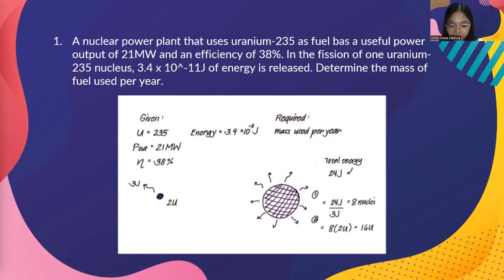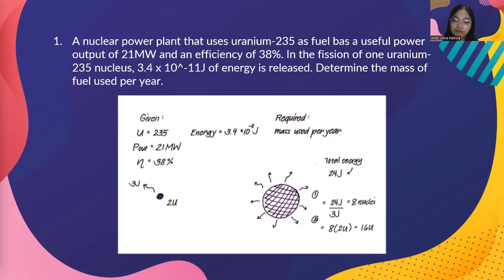So on the left side, I have a small nucleus, and that nucleus releases 3 joules of energy when it fissions, and it also has a mass of 2U. So let's look at the one on the right. So the bigger one on the right releases a total energy of 24 joules per year. So the first thing that we need to do is find the number of nuclei that is present. So in order to find that, we divide our total energy of 24 joules per year by our 3 joules. 24 joules divided by 3 joules, that means we have 8 nuclei.